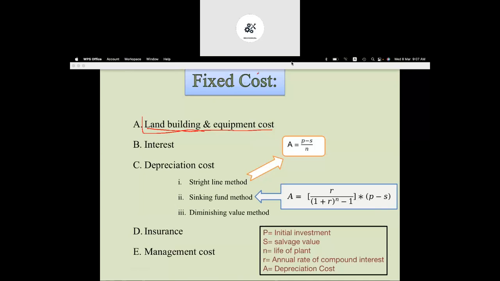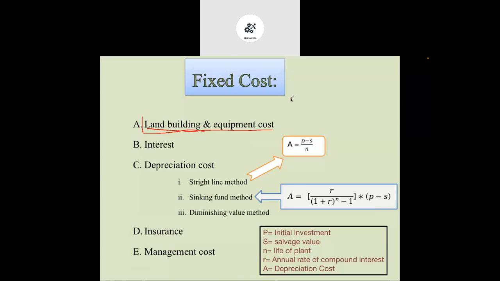If the capacity is very high, we require more land, we require more equipment. Capacity of equipment must be more. So in that case also the cost is going to increase. So it is directly proportional to the capacity of the power plant.